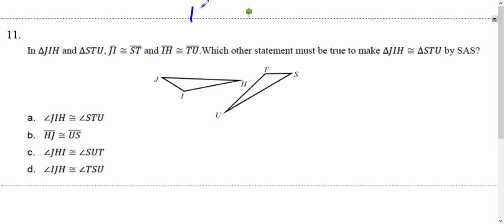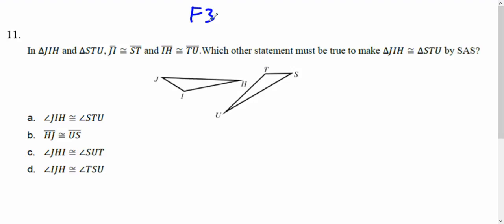This comes from Framework 3. And we're looking for what other statement must be true. So what information do we have to know that we don't currently know to prove the triangles are congruent by side angle side? So it needs to be something that's not given, written out explicitly right here. And it also needs to be something that is not obtainable from the picture.